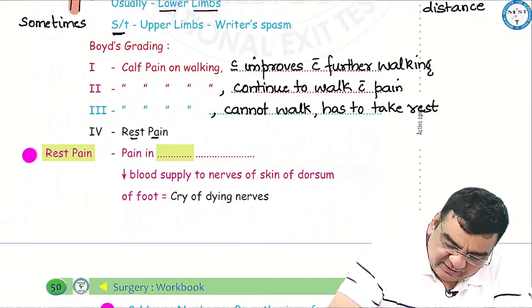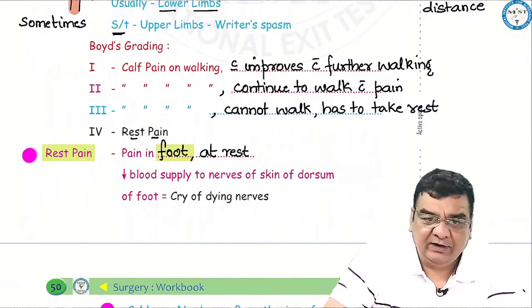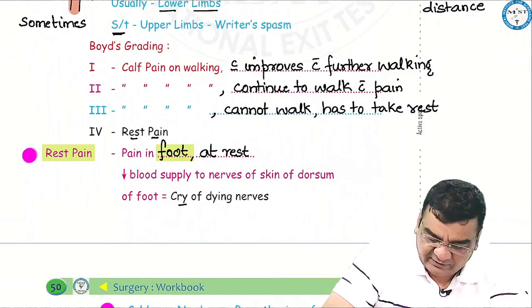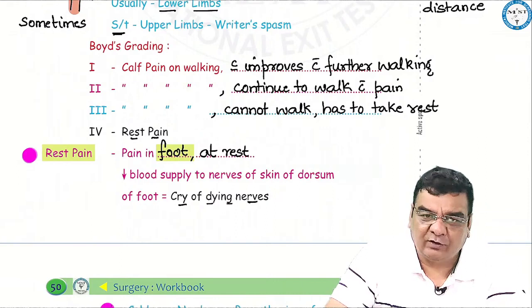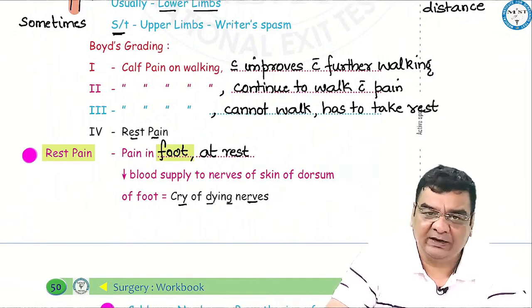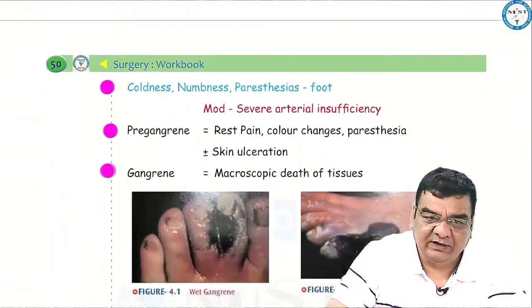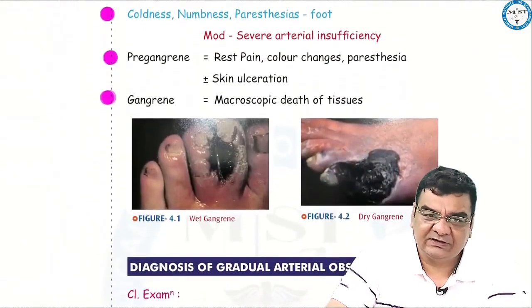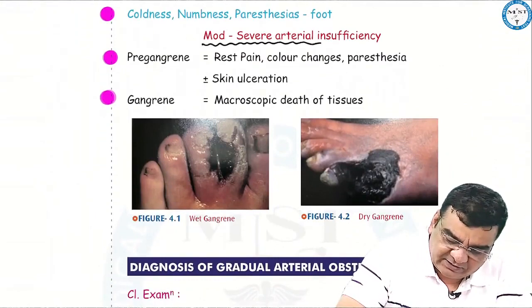Rest pain is felt in the foot at rest. This is actually the cry of dying nerves. The nerves situated in the skin of the dorsum of the foot are not receiving adequate oxygen supply. That is why the foot is paining. Gradually, beta, as the obstruction increases, there will be coldness, numbness, paresthesia in the foot. This indicates there is a major problem developing.